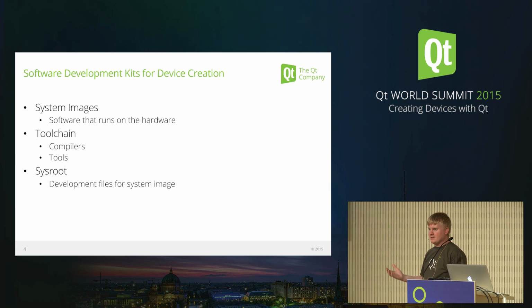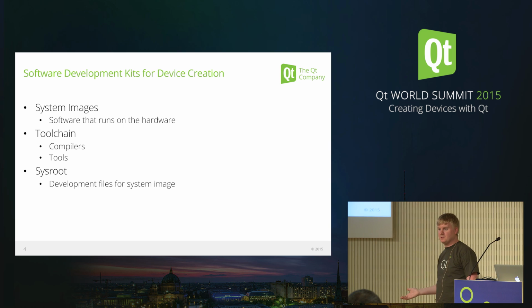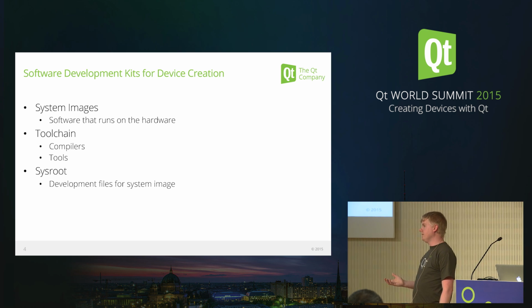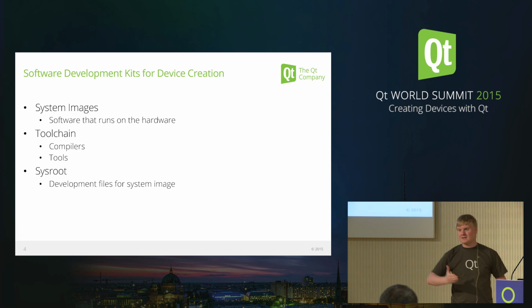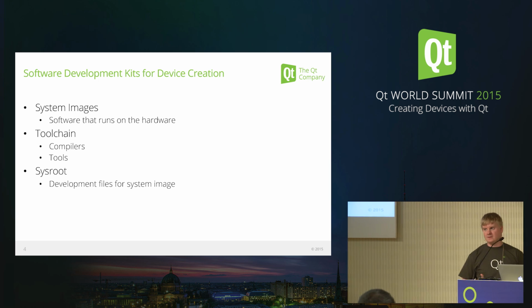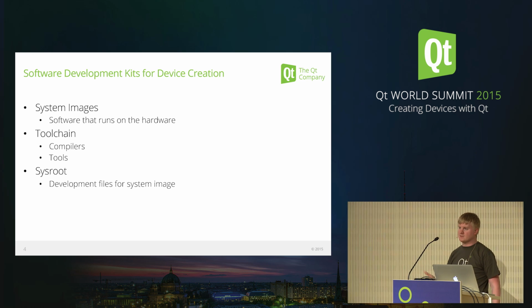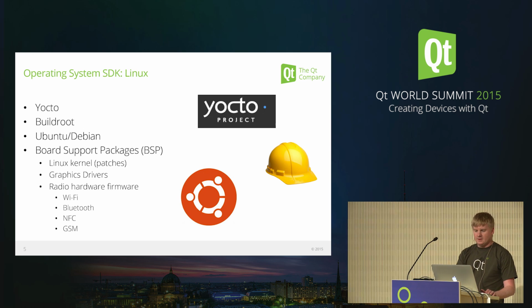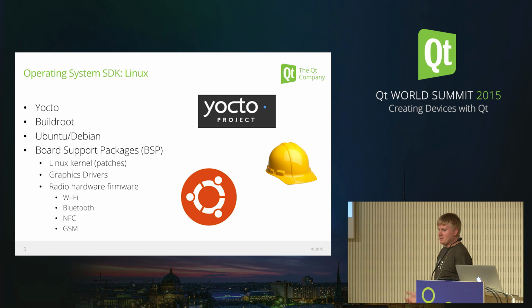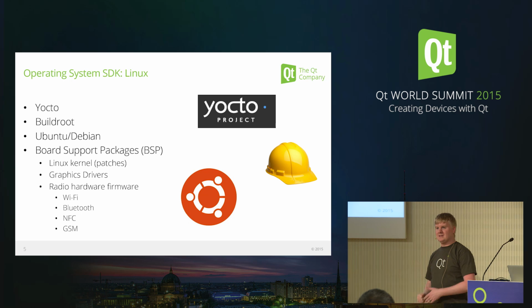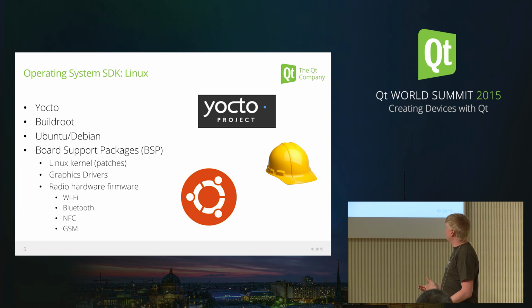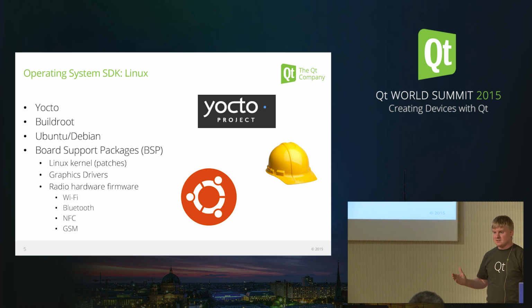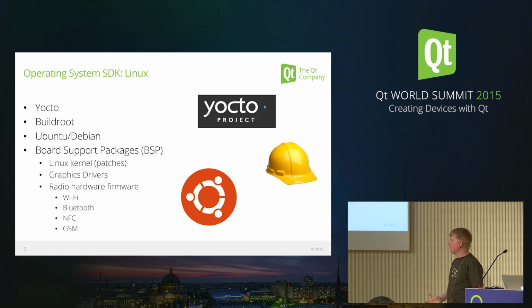So these are going to be things like the header files that you include in your C and C++ code, and then there'd be the SO files, the shared object files that you would link against. And these, of course, represent the versions of the libraries that are in the system image that you have. So depending on what operating system you choose, you're going to get your software development kit in different ways.